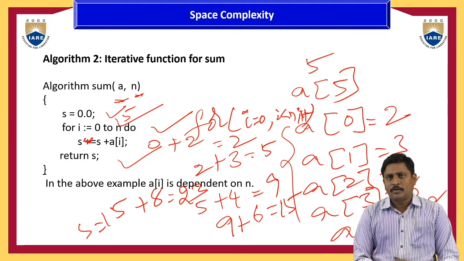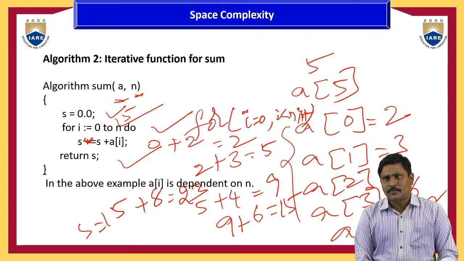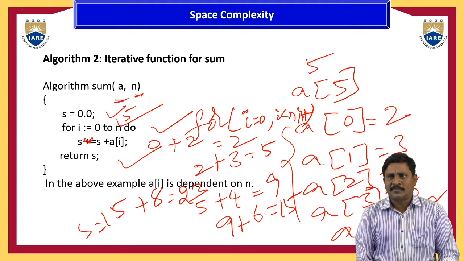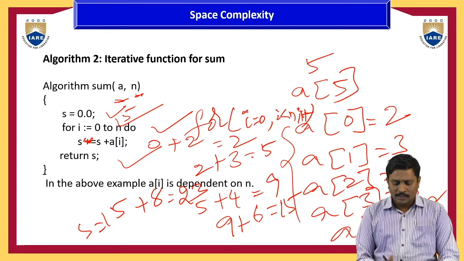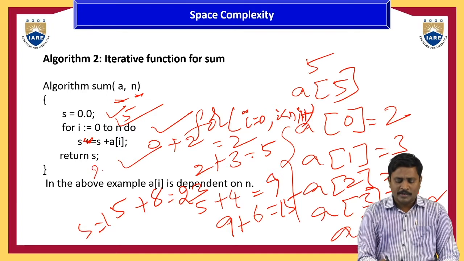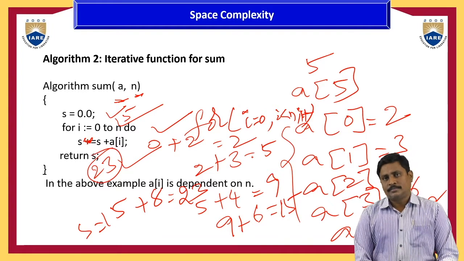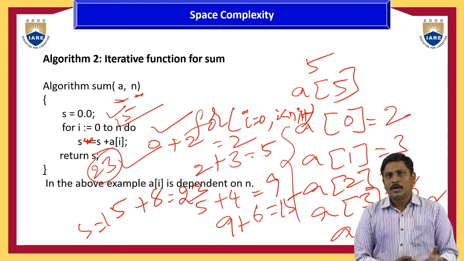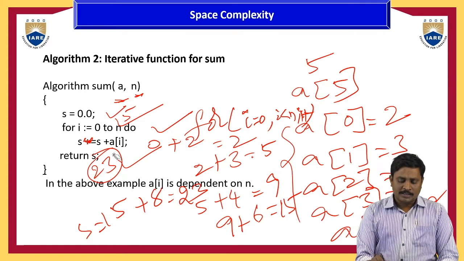Now again we come back to the for loop and increment the i value. Now i is 4 plus 1, which is 5. Is 5 less than 5? No, the condition is not satisfied. Now we return the sum value, which is 23. We print that value 23 on the screen. In this way we execute this algorithm.